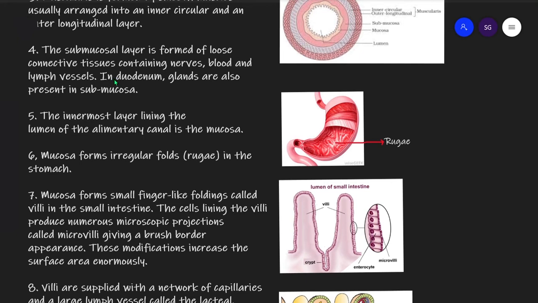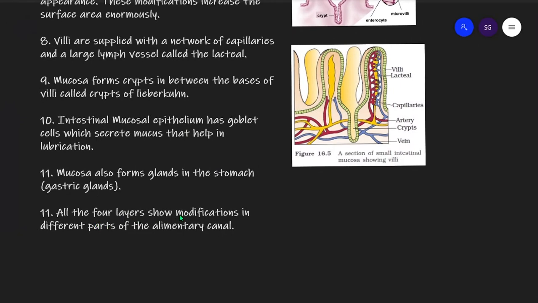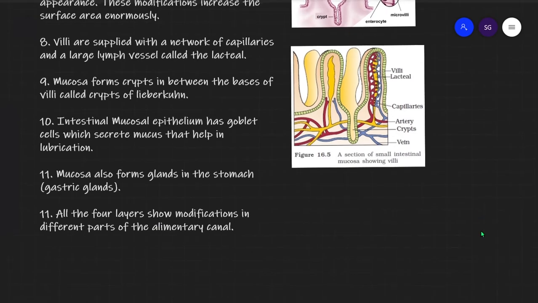Here I have written that in duodenum, glands are also present in submucosa. Here I am going to the last line of this lecture. All the four layers show modifications in different parts of the alimentary tract. As I have told you, there are four layers and these are not similar in different parts of the gut. There are some changes, and one change is here.